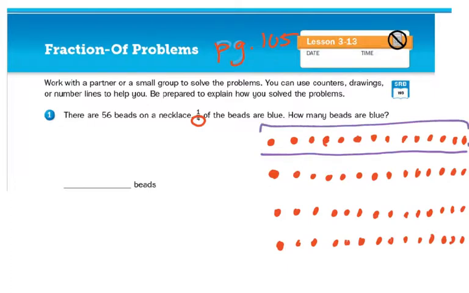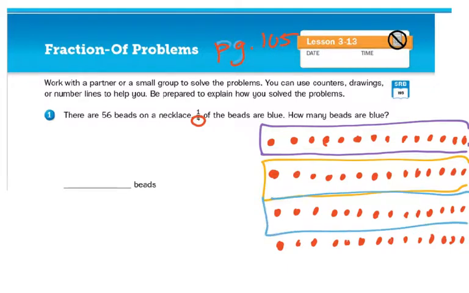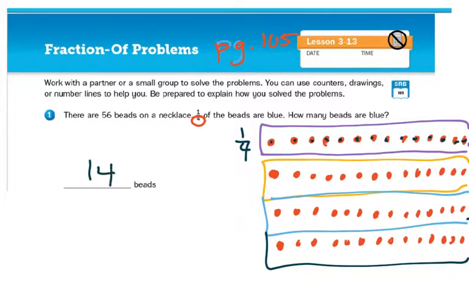Here's 1/4. Here's 2/4. Here's 3/4. And here's the whole group of 56. So if I'm looking at 1/4 of them, how many beads are in 1/4? Well, here's 1, 2, 3, 4, 5, 6, 7, 8, 9, 10, 11, 12, 13, 14. 14 beads. Let me show you just another way to do that.